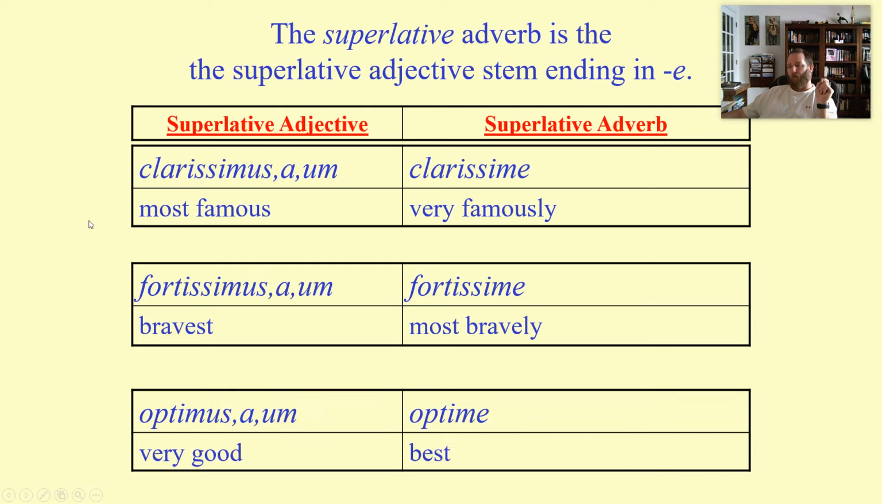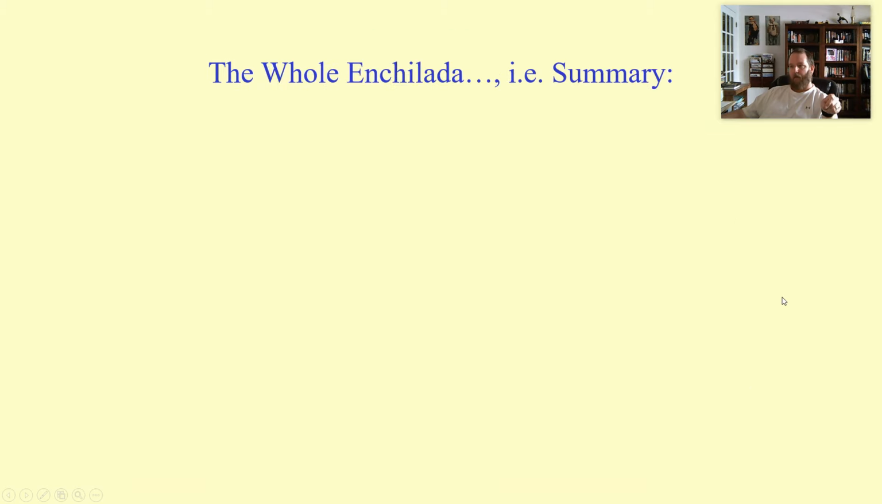And even irregular ones follow this rule. So bonus, melior, optimus, the adverbial form would be optime, okay? So the superlative adverb typically ends in E.